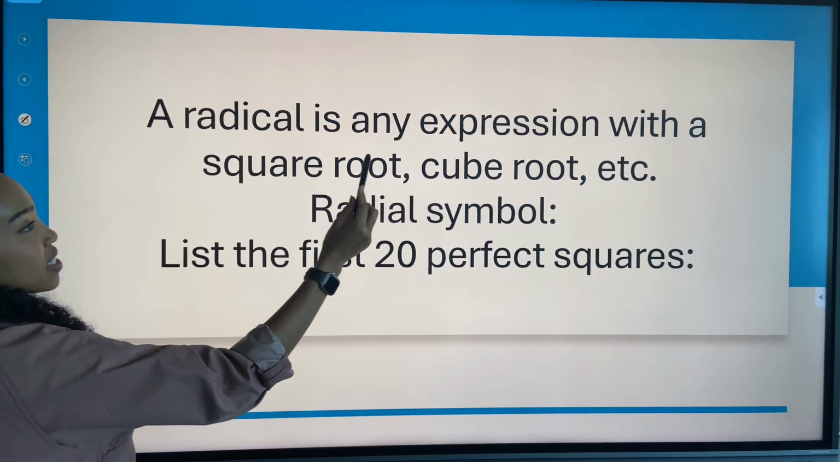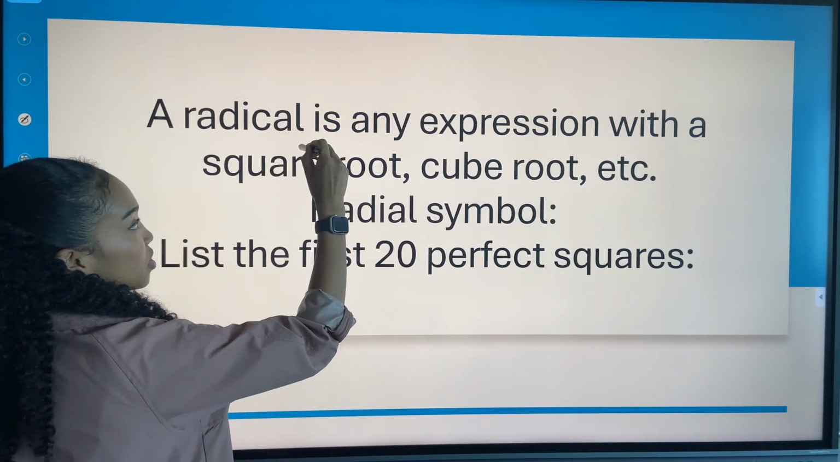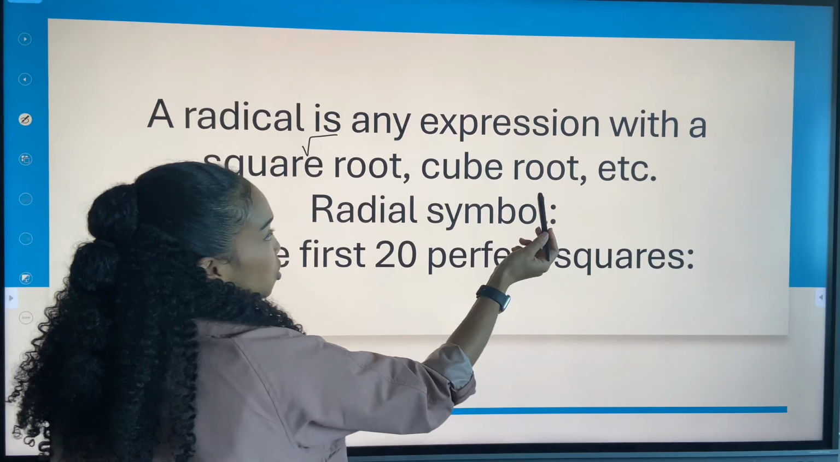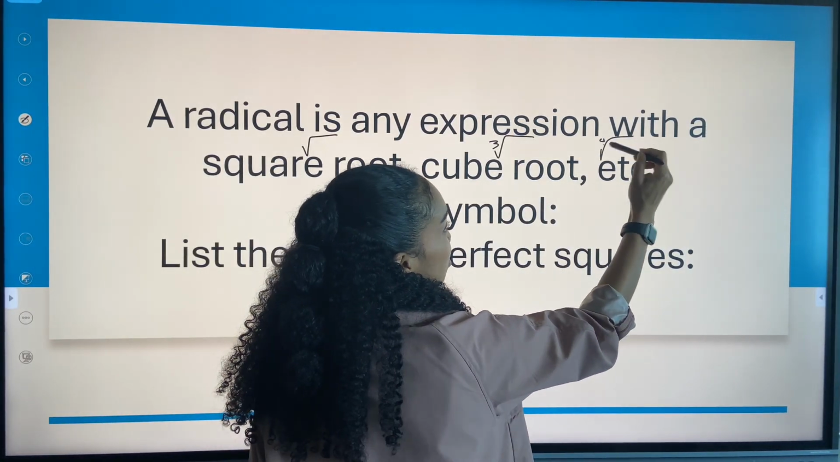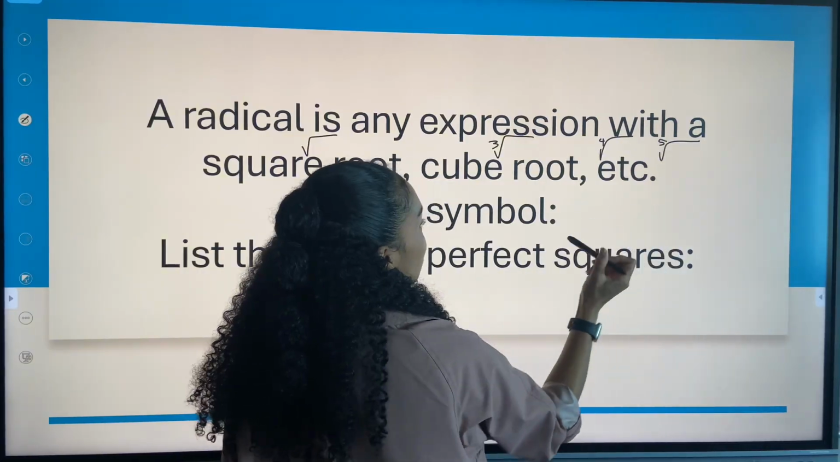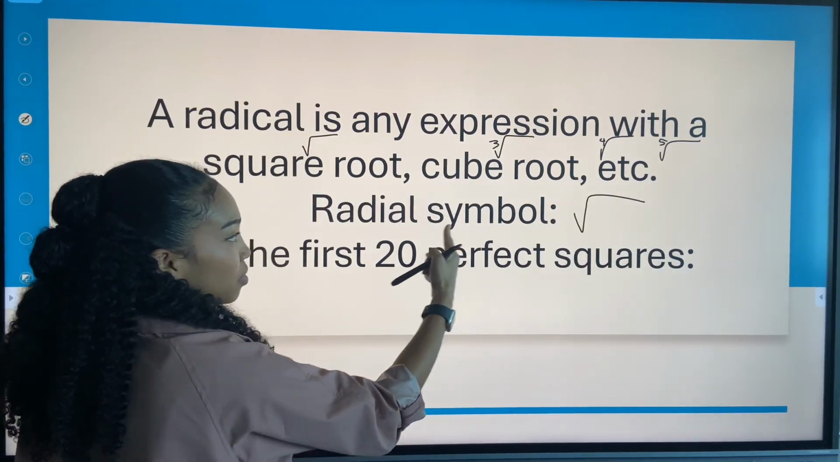A radical is any expression with a square root. This is what a square root looks like. Cubed root, etc. So this would be a fourth root, a fifth root. This symbol is called the radical symbol.